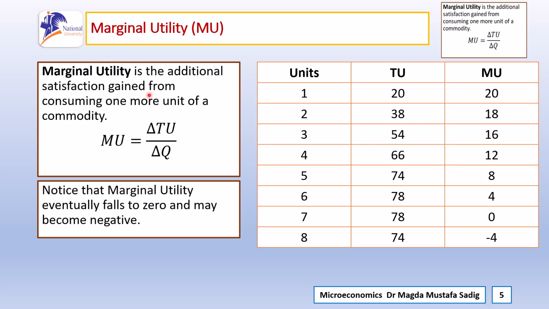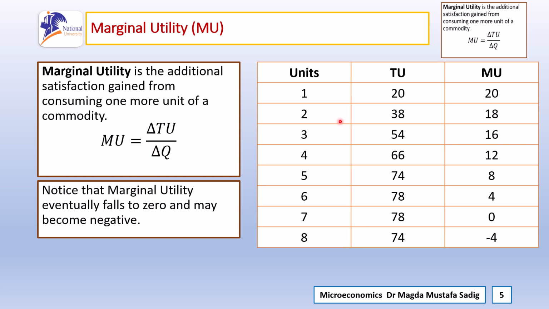Let us come to the concept of marginal utility. Marginal means additional or extra. Therefore, marginal utility refers to the additional satisfaction obtained from consuming one more unit of a good or a service. It is calculated as the change in total utility resulting from consuming one additional unit.